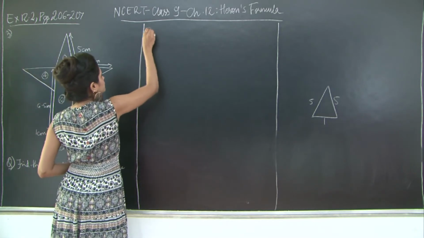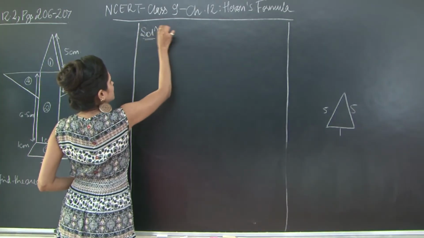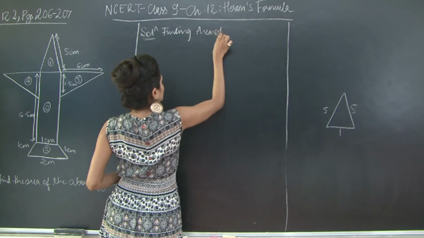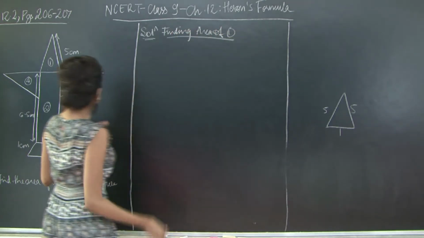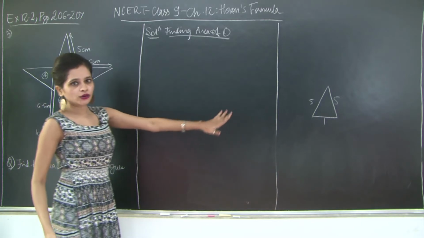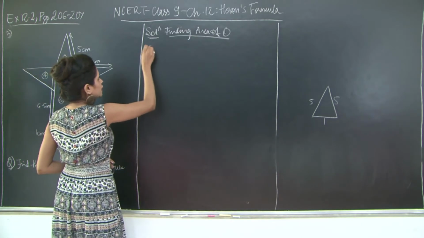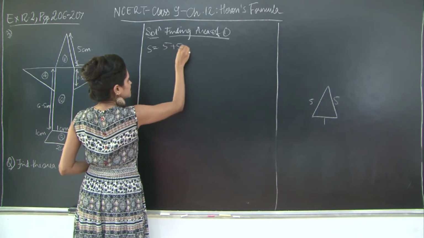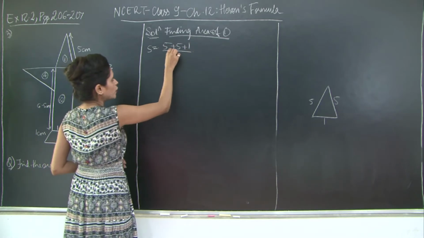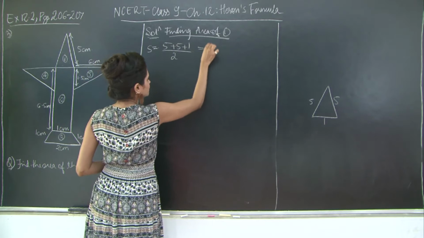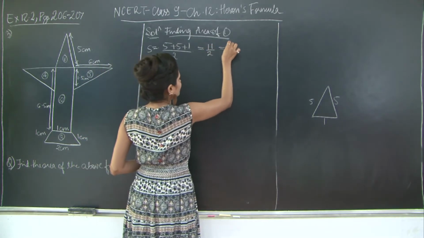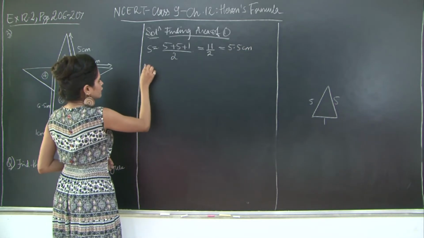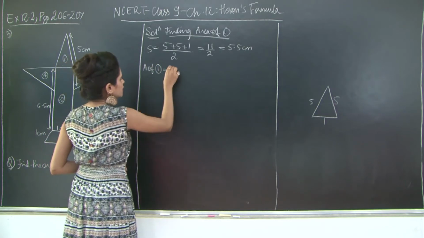So, I will say solution. So, I will say finding area of 1. Now, in this triangle we have been given the 3 sides, so we are going to use the Heron's formula to find the area of triangle. So, first we need the semi-perimeter. The semi-perimeter is the sum of 3 sides divided by 2. So, 5 plus 5 plus 1 upon 2, which is 11 upon 2, which is 5.5 centimeters. Right?